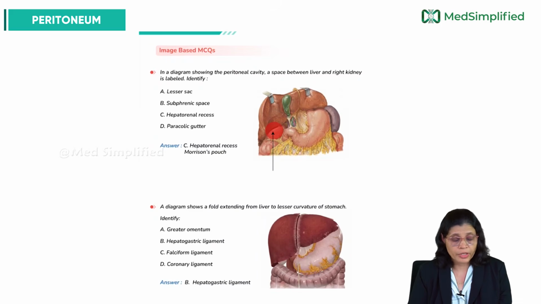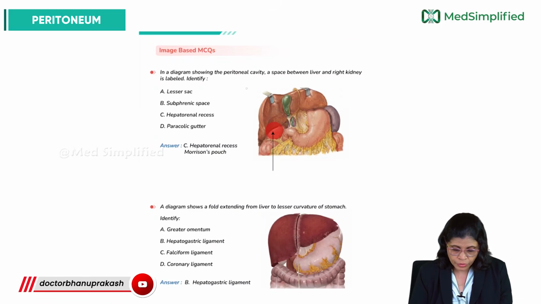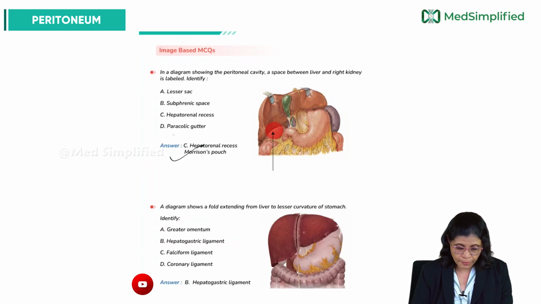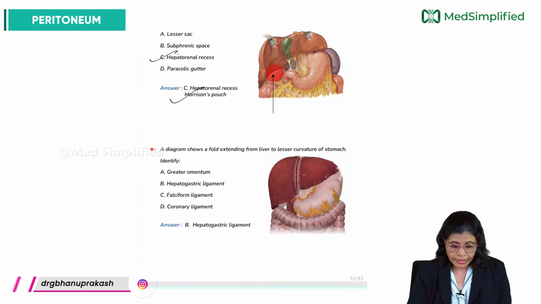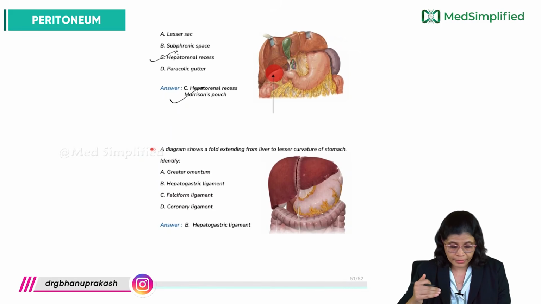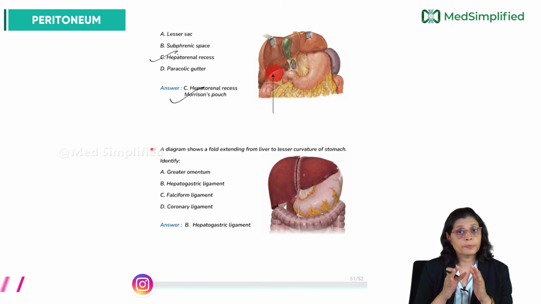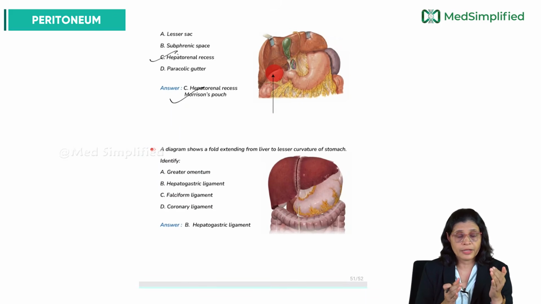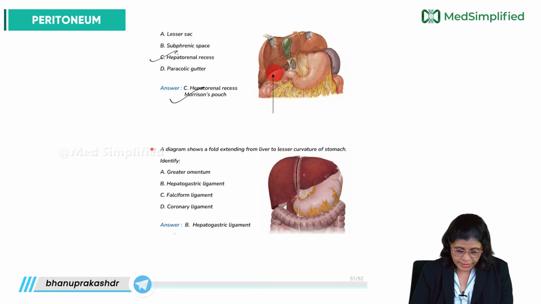So coming to some of the image-based MCQs. In a diagram showing the peritoneal cavity, a space between the liver and the right kidney: between the liver and the right kidney we have the hepatorenal pouch of Morrison. So C is the right answer. A diagram shows a fold extending from the liver to the lesser curvature of the stomach. It is basically the lesser omentum. If they give the parts of the lesser omentum, from the liver to the greater curvature of the stomach, we call it the hepatogastric ligament.